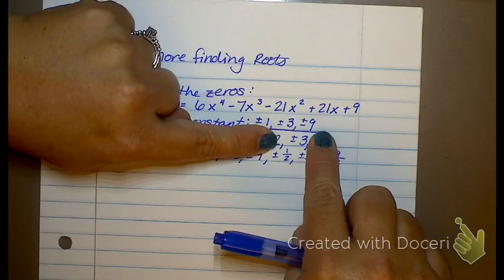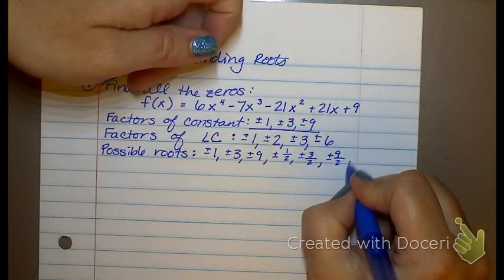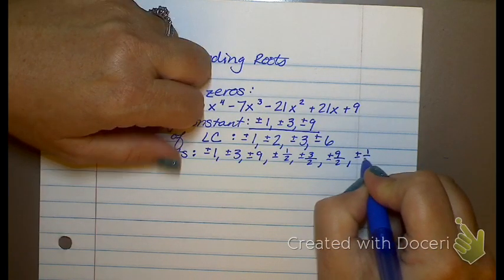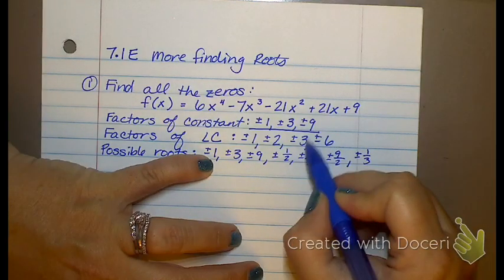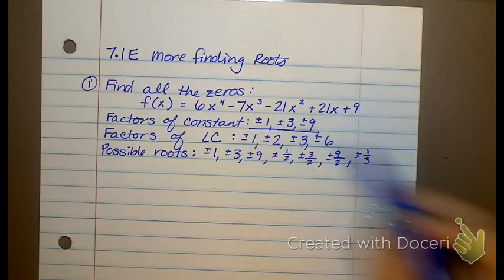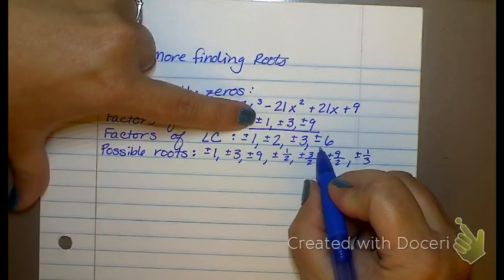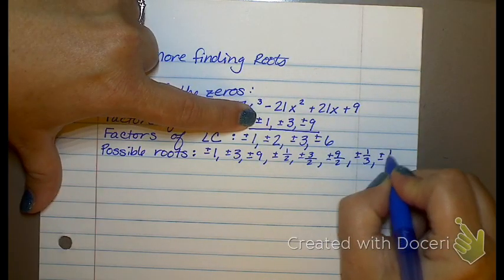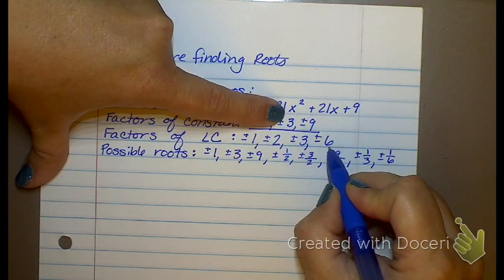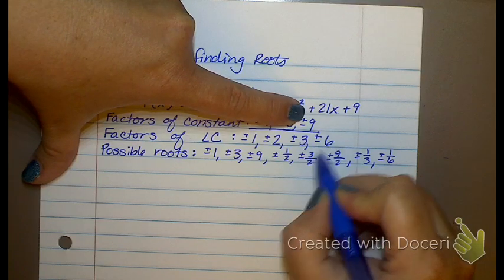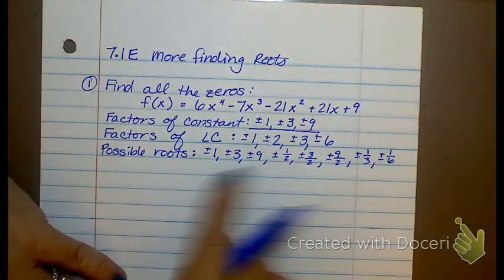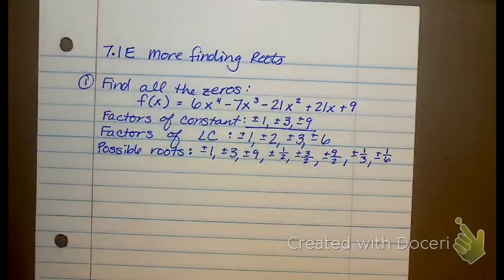All right, now we've got to put them over 3. 1 over 3 is not on my list yet. 3 over 3 is 1, and 9 over 3 is 3. So we do have some duplicates there. And then finally over 6, 1 over 6, 3 over 6 is 1/2, which is on my list, and 9 over 6 is 3/2, which is on my list. So this is my total list of possible roots. Okay, that's a long list, isn't it?